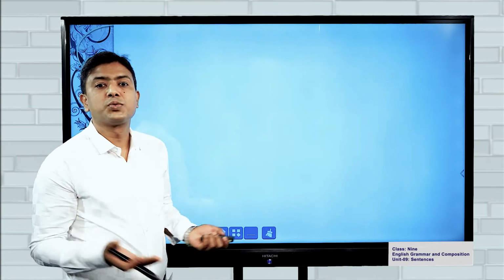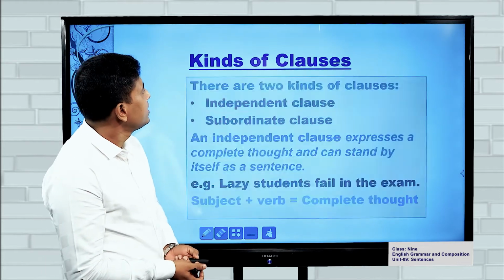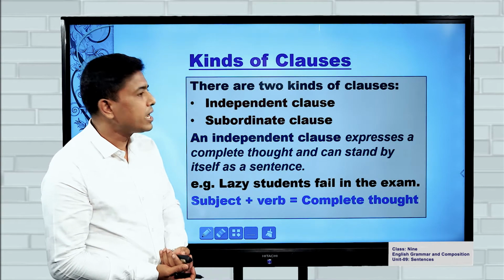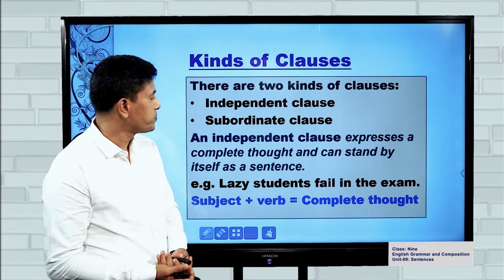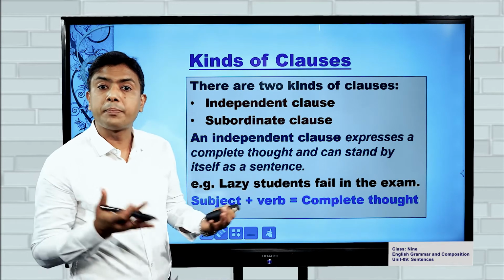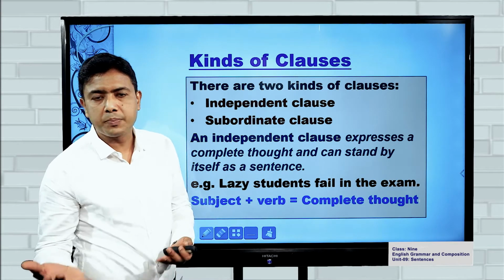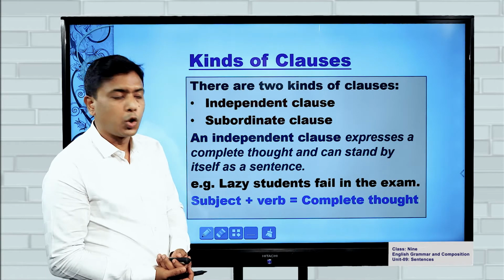Now, my dear students, we are going to learn kinds of clauses. If you look, there are two kinds of clauses in English. Independent clause or subordinate clause. We sometimes say subordinate clause, a dependent clause. Subordinate means dependent. Now, let us learn what we mean by independent clause.